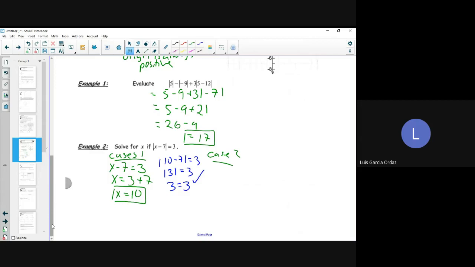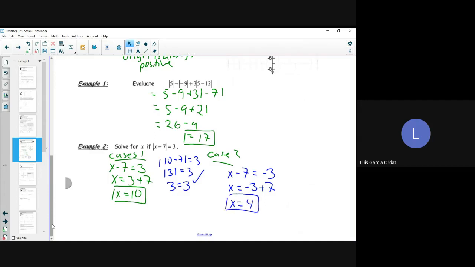Now we need to take our case 2. So for case 2, we're going to do x minus 7 is equal to negative 3, because we can also have an x value that gives a negative inside the absolute value, but it can also give us back an absolute value of 3. So we're going to rearrange the equation. So we get x is equal to negative 3 plus 7. We get x is equal to positive 4.